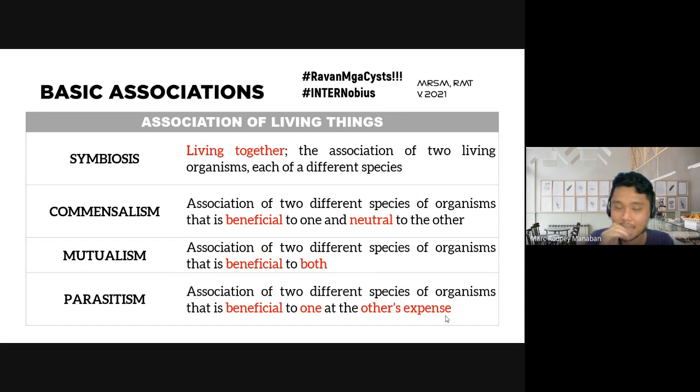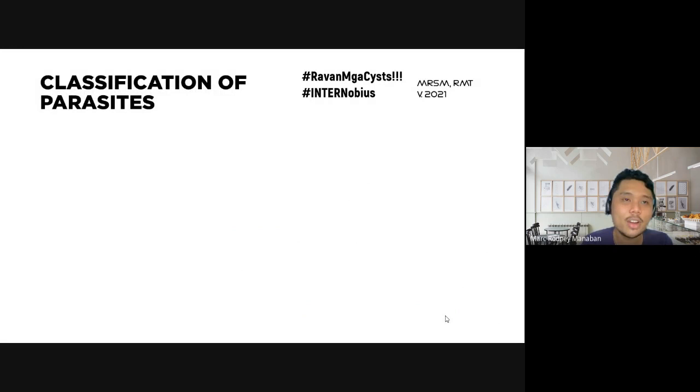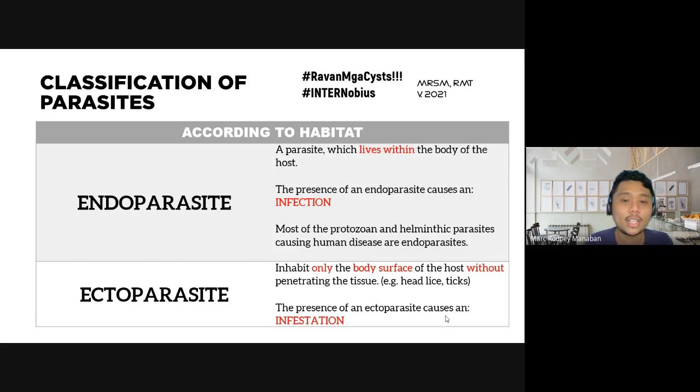Okay. Alright, so these are the types of living association of living things, the symbiotic relationships. Now we go now to the different classification of your parasites, the different types of parasites. So we'll start first according to habitat. So asa man sila nag-puyo? So we have two types. You have first the endoparasite. So by the name itself, endoparasite. Endo is a prefix that means inside or living within. So it's a parasite that lives within, na siya sa sulod sa body sa host, okay.